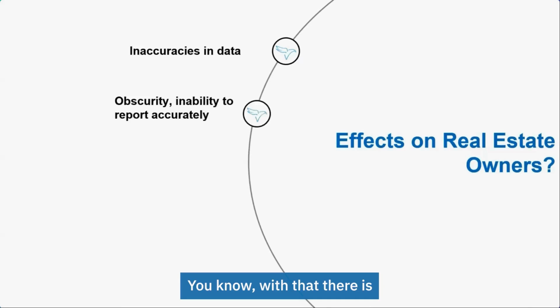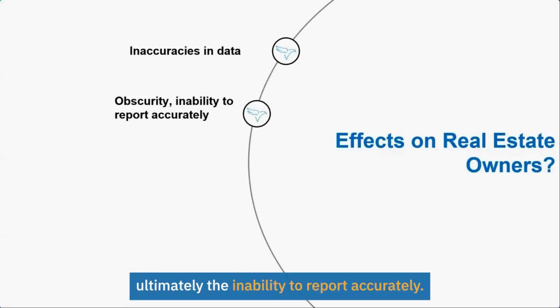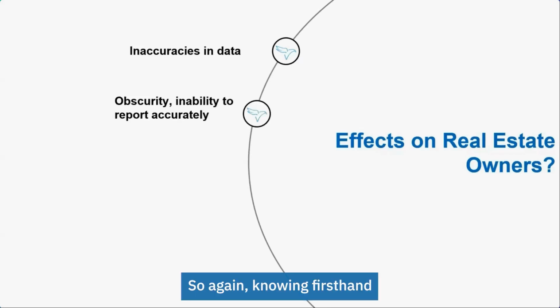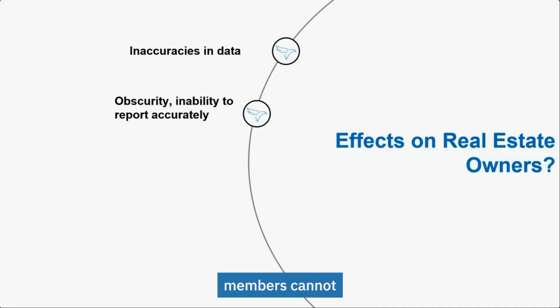With that, there is ultimately the inability to report accurately. So again, knowing firsthand from my analyst days that when key data points are not tying to what is supposedly in the Excel model expectations, team members cannot effectively do their job. So this really leads to a mad scramble, trying to tie out pieces of data across various systems of record for these fire drill tasks that come up.